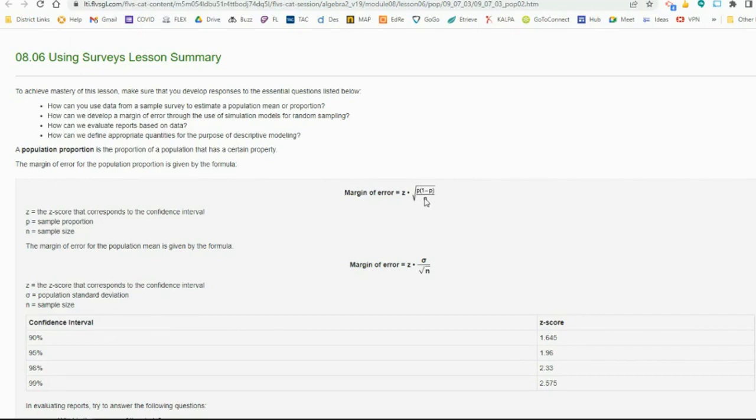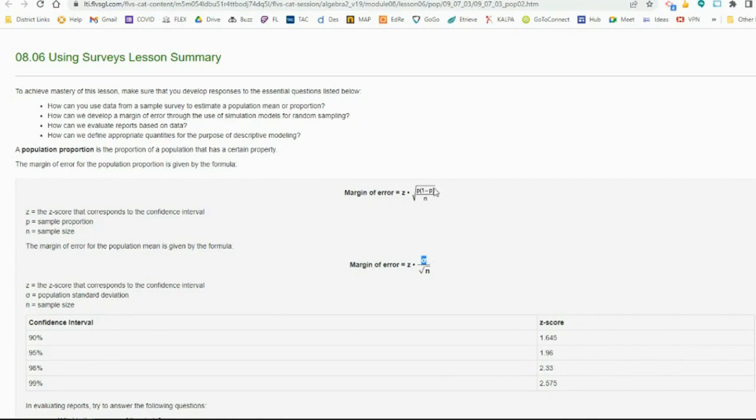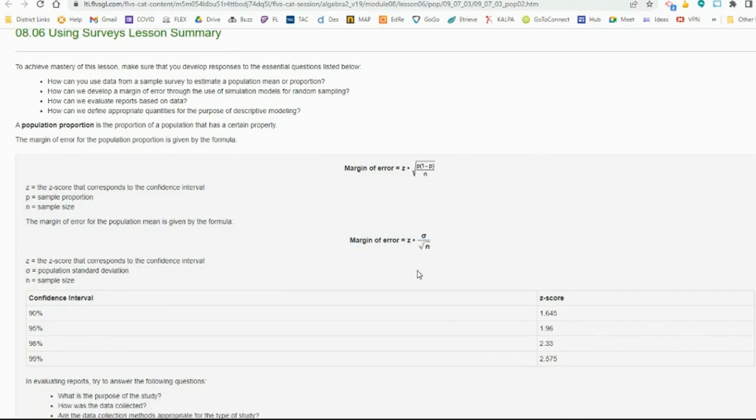So, 30% of people have blonde hair. 30% would be the proportion, 30 out of 100. 30 would be the P and 100 would be the N. The margin of error for population mean, if you have an average, is right here. So this is the symbol for average right here on top, and then the square root of the population. And notice the square root's not over all of this, but just over the sample size down here.